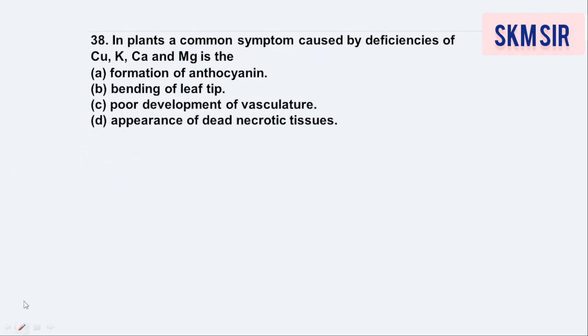Coming to the 38th one. In a plant, a common symptom is caused by deficiency of copper, potassium, calcium and magnesium. So dear students, please do this question because this is very easy. It is also given in the NCERT. It is the deficiency of calcium, magnesium, copper and potassium which causes necrosis, that is the death of the tissue. So this is necrosis and that is present in option number D. So we'll take out option D here, right?